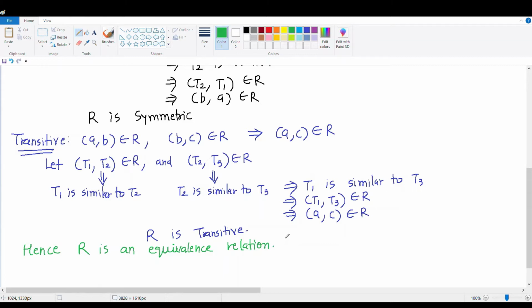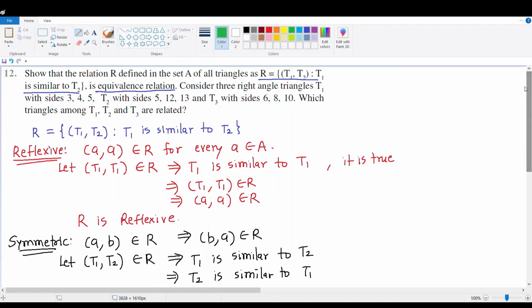Now we were given something else as well in the question. Let me do that part here so we can see those dimensions. For this part, consider three right triangles. So we are given three right triangles. Let's say that T1 we are given with sides 3, 4, 5.